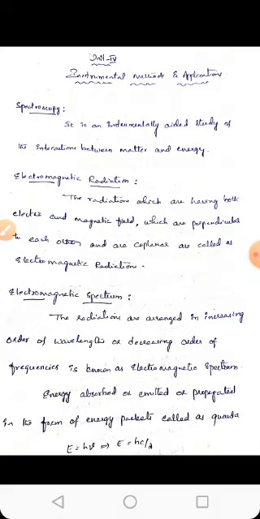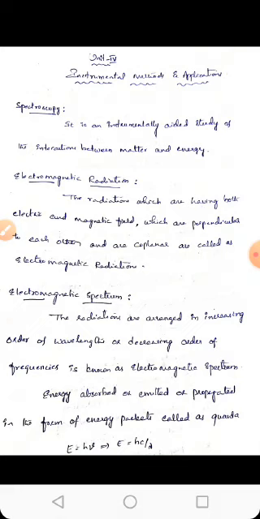Before entering into the subject, first, what is spectroscopy? Spectroscopy is an instrumentally aided study of the interactions between matter and energy. Matter means the sample being analyzed and energy means electromagnetic radiation. Coming to electromagnetic radiations, the radiations which have both electric and magnetic fields that are perpendicular to each other and coplanar are called electromagnetic radiations. These radiations are produced by the oscillation of the electric field and magnetic field.